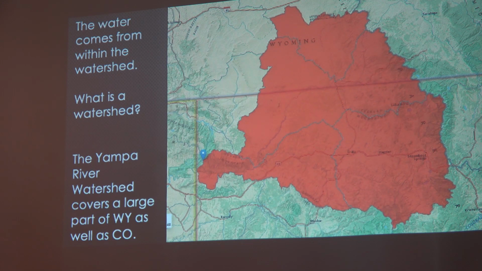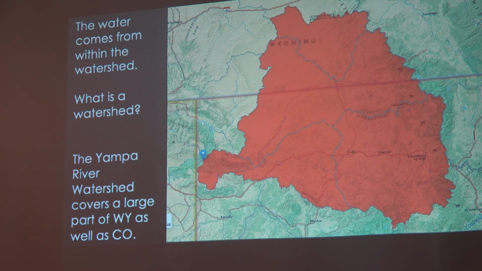Does anyone know the name of the river watershed in Wyoming that is such a big contributor to the Yampa River? Is it the Encampment? Yeah. It's a Little Snake. Yeah, so good job, Katie. It's the Little Snake River. And the Little Snake River flows along the border between Wyoming and Colorado, and all of the tributaries flowing into the Little Snake River then flow into the Yampa River.